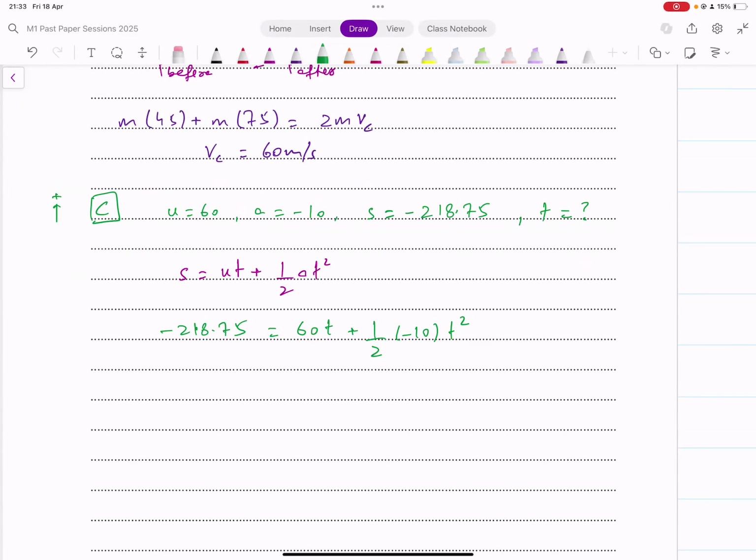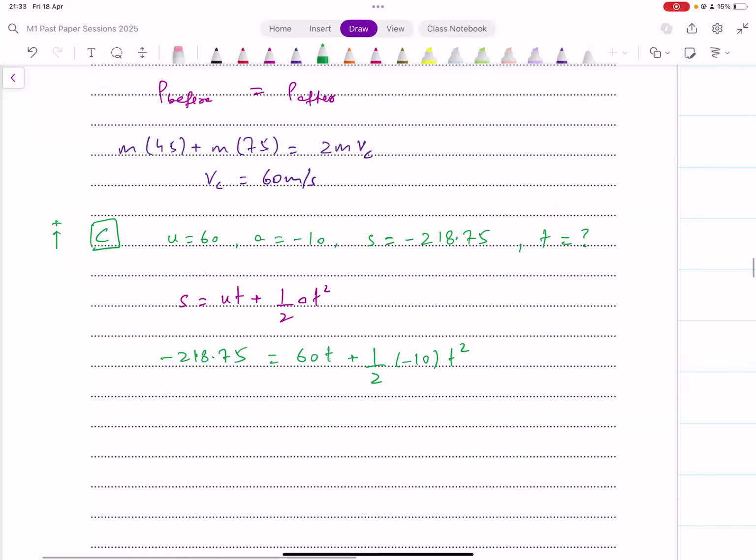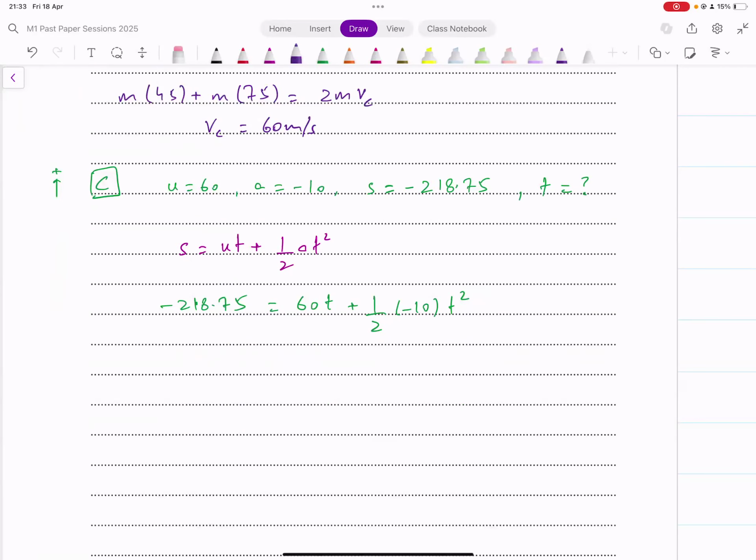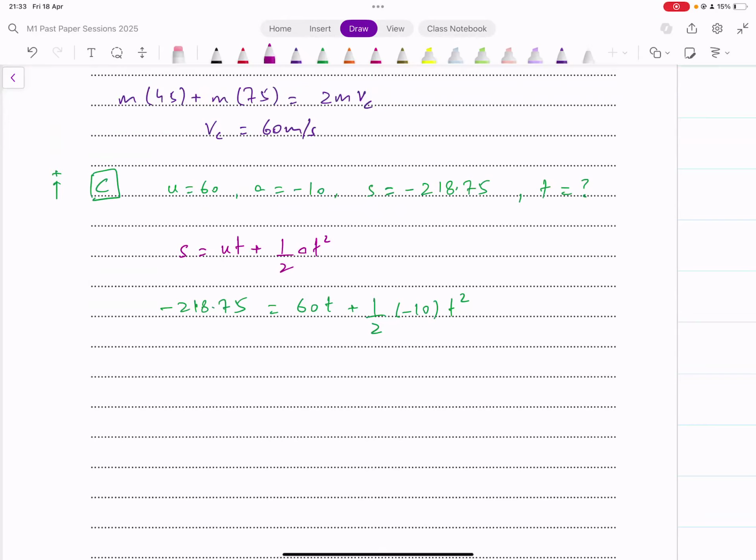Does A change sign in between? A does not change sign in between. Acceleration sign only depends on the positive direction that you've taken. It doesn't matter if the particle is going up or down. It does not depend on that. You are considering upwards positive throughout the journey.